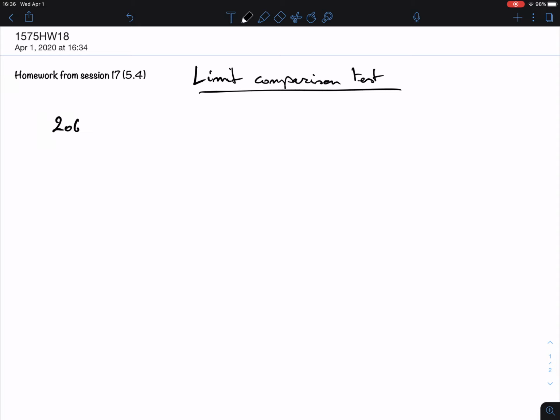This one is from the book, number 206 from 5.4. We have the series: fourth root of n divided by the cube root of n to the fourth plus n squared. Why is it the limit comparison test? Because they're radicals, but also polynomials, so it's a mixture of radicals and polynomials. This type of function reminds us of the p-series. The next example that we'll do reminds us of the geometric series.